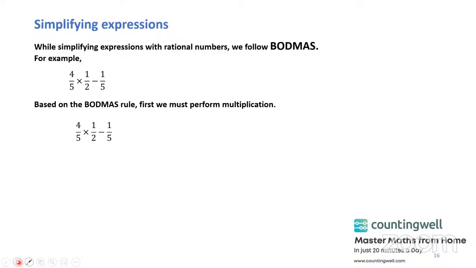Also, while simplifying expressions with rational numbers, you should always follow the BODMAS rule. BODMAS stands for brackets, of, division, multiplication, addition and subtraction. For example, if you want to simplify the given expression 4 by 5 into 1 by 2 minus 1 by 5, based on the BODMAS rule, first we must perform multiplication. So first we have to multiply 4 by 5 and 1 by 2. So we will get 2 by 5 and then we are going to do the subtraction. We will get 1 by 5.